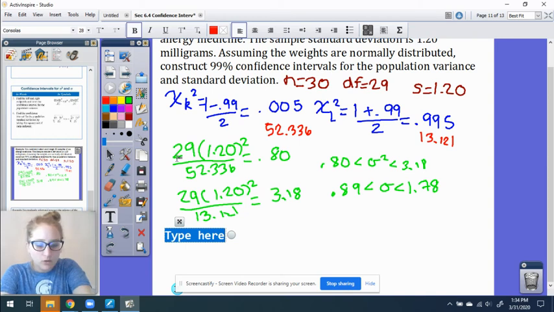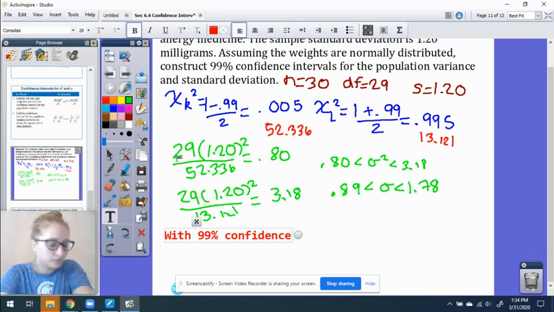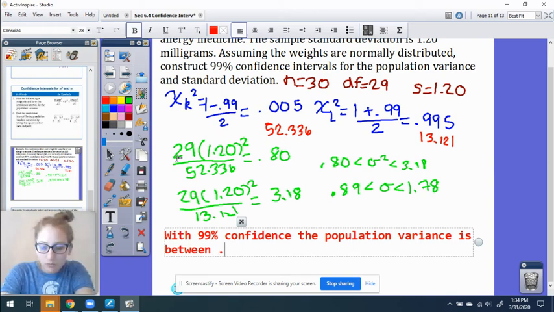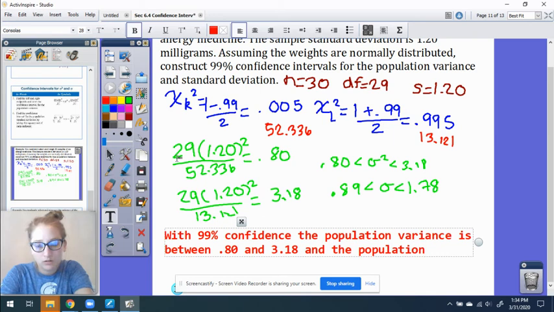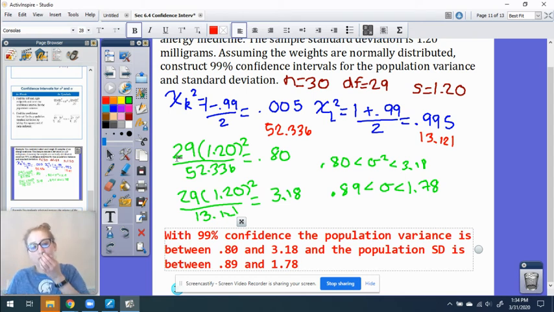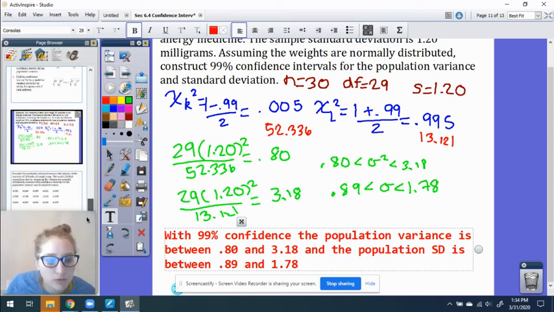All right, so with 99% confidence, the population variance is between 0.80 and 3.18, and the population standard deviation is between 0.89 and 1.78. Okay, so I got another example for you.